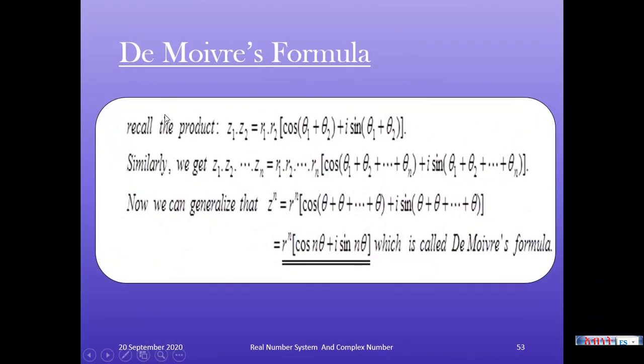And let us see De Moivre's formula. He is a known mathematician, and his formula says that we know z1 times z2 is this. Similarly, if we have z to the power of n, we can generalize. Finally we get r to the power of n times cos n theta plus i sine n theta, which is called De Moivre's formula. The proof is available in the module.